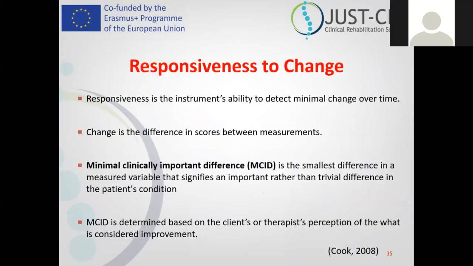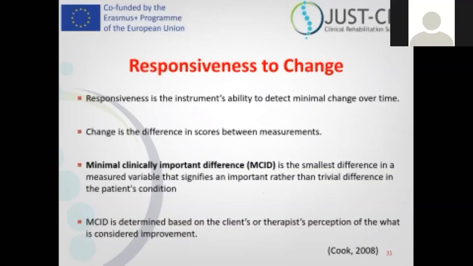So the last criterion in the psychometric properties we're going to discuss today is responsiveness to change. Responsiveness to change is the instrument's ability to detect minimal change over time. Why is detecting change important? Because it can represent actual changes in the health status or health outcome of individuals.